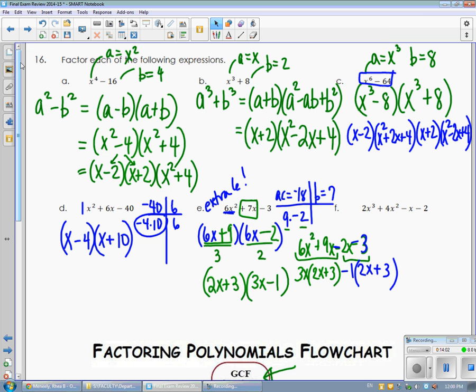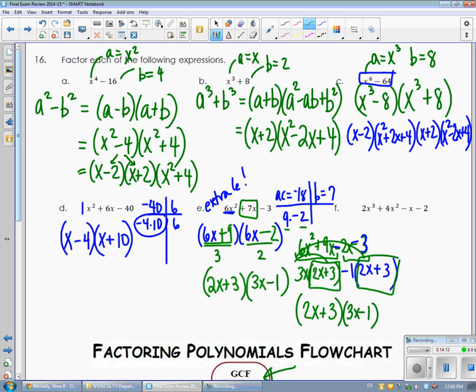Now notice that these quantities are the same. I can factor those quantities out front, and I'm left with 2x plus 3 and the 3x minus 1, which is exactly what we got when we used the other method. In letter F, I've got 4 terms. There's nothing in common in all of them, so I'm going to go ahead and use grouping again.